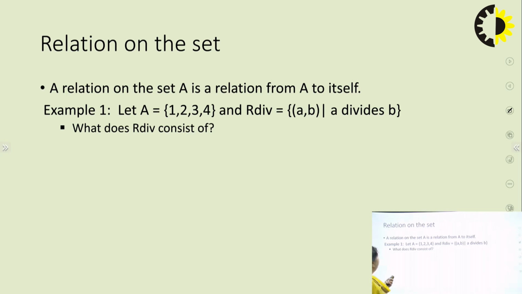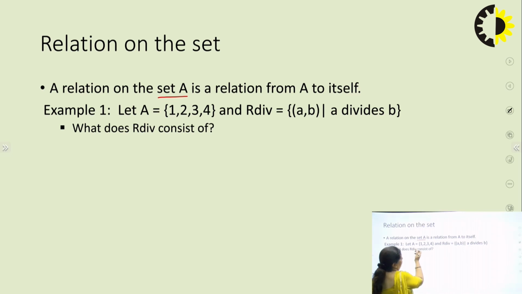Now this is another example where we are talking about a relation on only a single set. Till now I was talking about a set of ordered pairs in my relation where the first component belongs to some set A and the second component belongs to some other set B. But now I'll be talking about a relation where I have only a single set A and both the components will belong to the set A only. So a relation on a set A is a relation from A to itself.